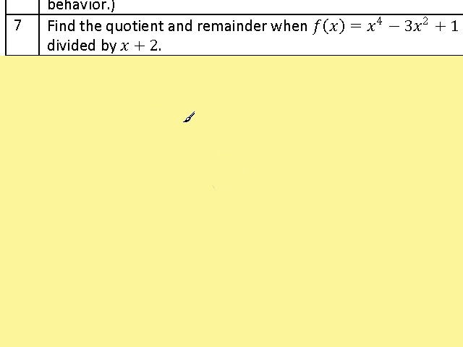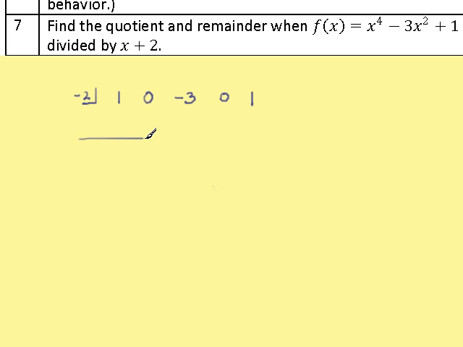In number 7, we're going to do synthetic division. And we're going to divide x plus 2 into this. So we draw a little box. Since this is a plus 2, we put a minus 2 here. And then we're going to write the coefficients. The coefficients here are 1 for x to the 4th. X cubed is missing, so put a 0. Minus 3 for x squared. X is missing, so put a 0. And 1 for the constant. So that's x to the 4th, x cubed, x squared, x, and constant.